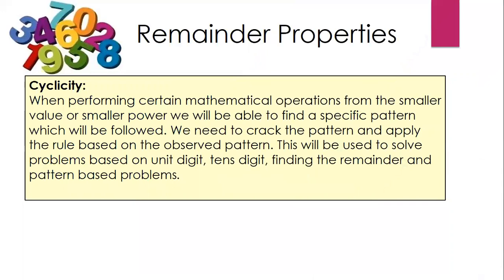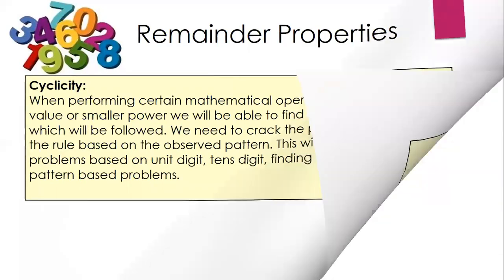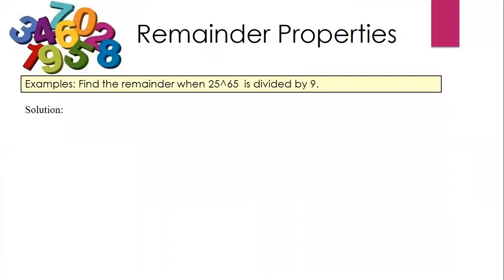And finally, the cyclicity rule, which we have already applied when solving problems based on units digit. It is nothing but finding the pattern for any number and applying that pattern to find the remainder. We'll go with an example directly so we can get a clear idea about how to solve problems using the cyclicity method. Find the remainder when 25 power 65 is divided by 9.